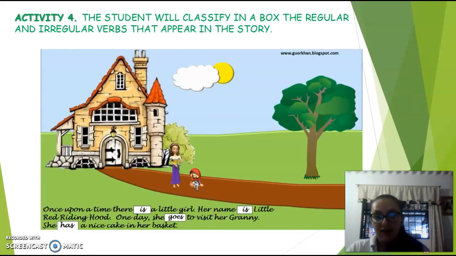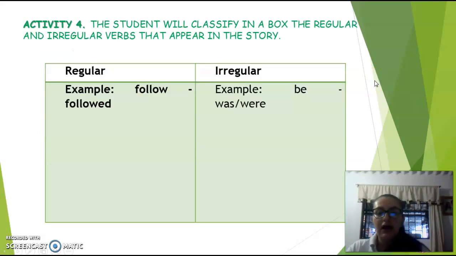But the idea is you listen in English, and you can see the video, and in this video there are some verbs in the present. But when the speaker tells the story, the verbs are in the past. So you need to organize. How can you organize? In a short box. So you need to classify regular and irregular.